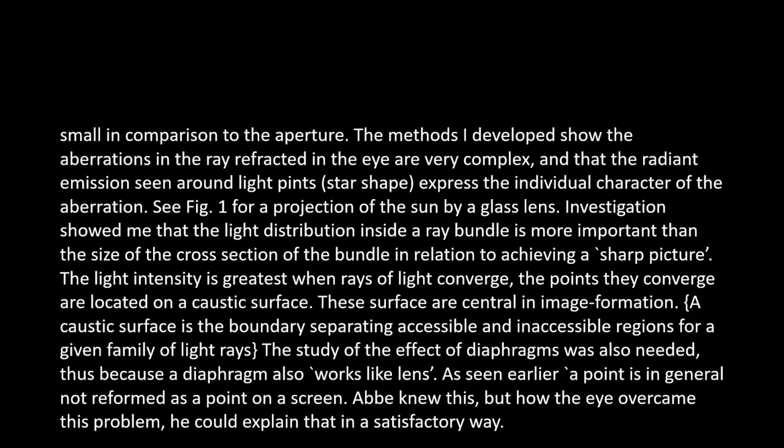And then a remark by me: a caustic surface is the boundary separating accessible and inaccessible regions for a given family of light rays. The study of the effects of diaphragms was also needed, because the diaphragm also works like a lens. As seen earlier, a point is in general not reformed as a point on the screen. Abbe knew this, but how I overcame this problem, he could not explain in a satisfactory way.